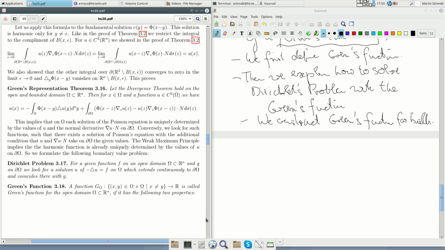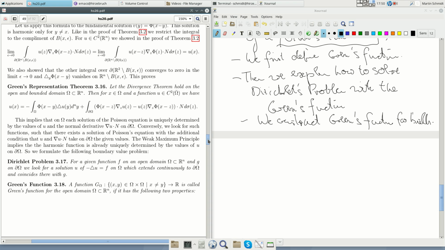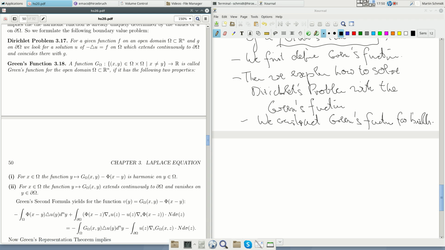Here is the definition of Green's function. A function on the Cartesian product of omega with itself to R, a real function, is called Green's function for this open domain if it has the following two properties, only two properties. First property: for any x, so we fix the first coordinate and now consider this only as a function of the second coordinate, then this Green's function minus the fundamental solution is harmonic on omega.